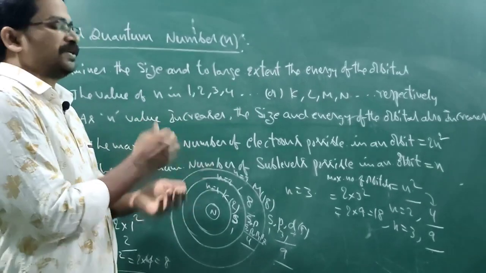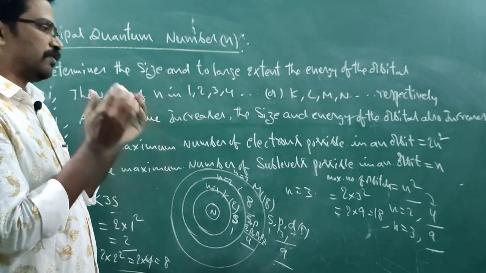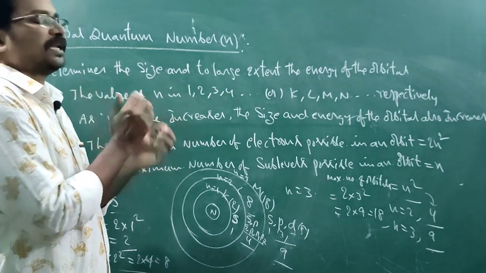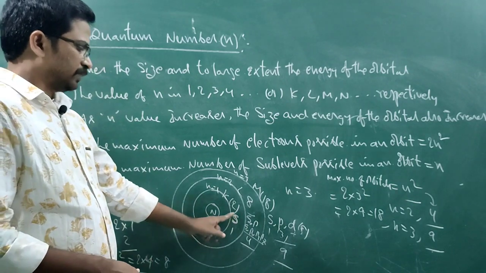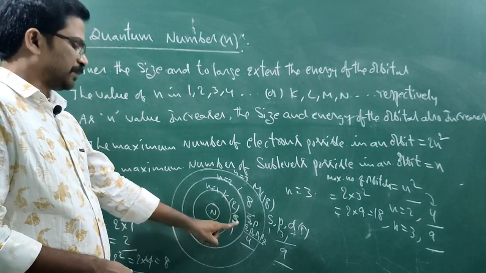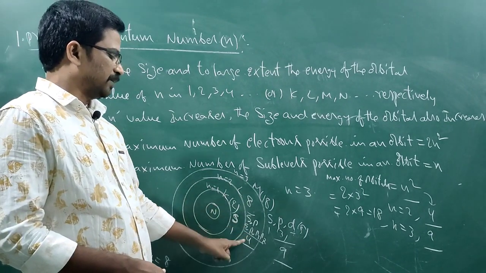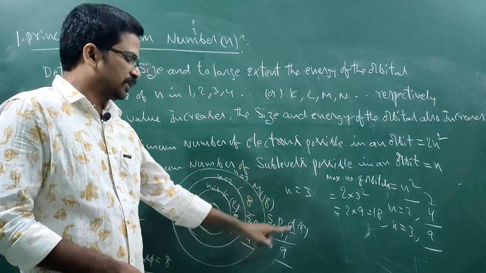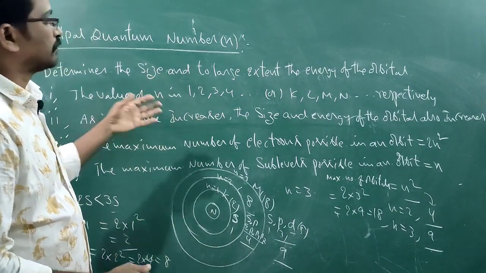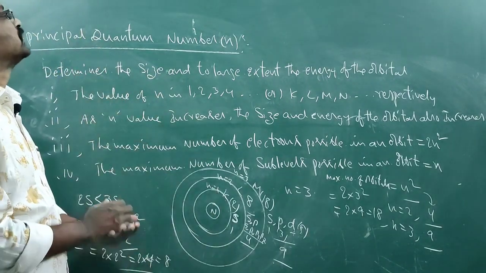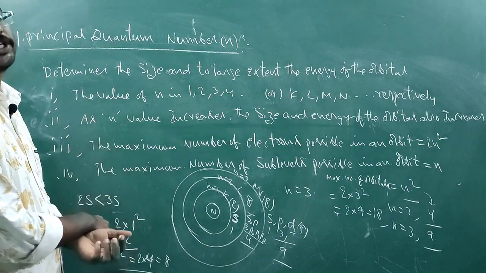The maximum number of orbitals possible in a particular orbit is equal to n square. For n is equal to 1, the number of possible orbitals is 1. For n is equal to 2, the number of possible orbitals is 4. For n is equal to 3, the number of possible orbitals is 9. So in this way, you can understand the principal quantum number n. N gives this much information.